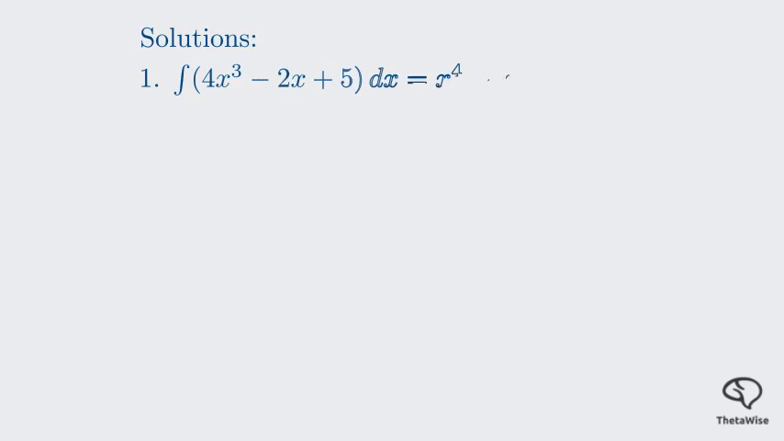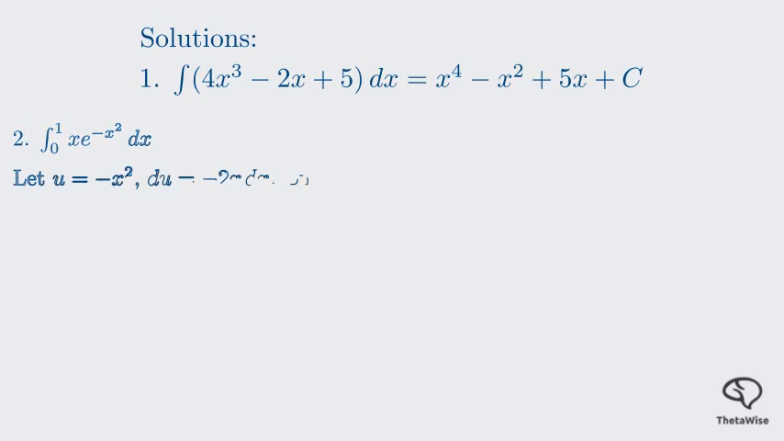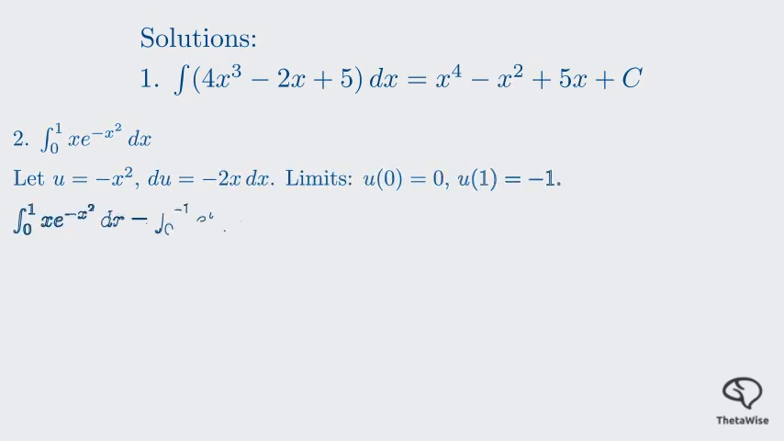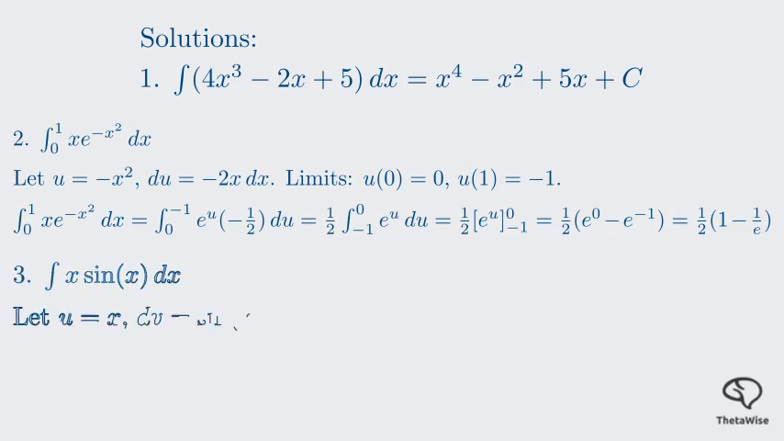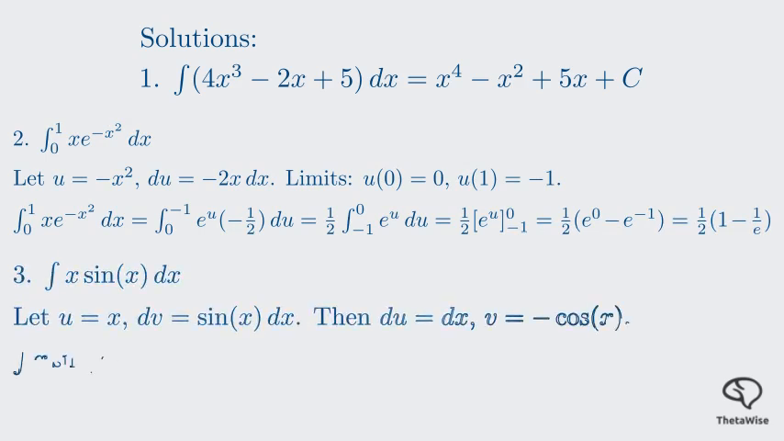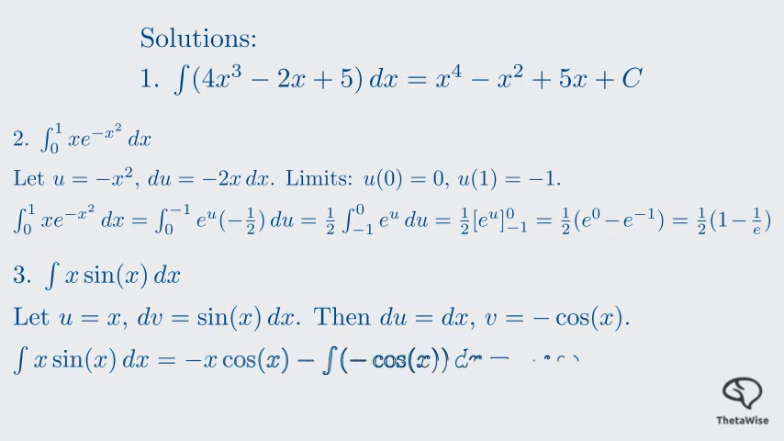Welcome back. Let's go over the solutions. For the first problem, we use the power and sum rules to get x to the 4th minus x squared plus 5x plus c. For the second, we use substitution with u equals negative x squared. The result is 1 minus 1 over e. For the third, we use integration by parts with u equals x. The answer is negative x cosine x plus sine x plus c.